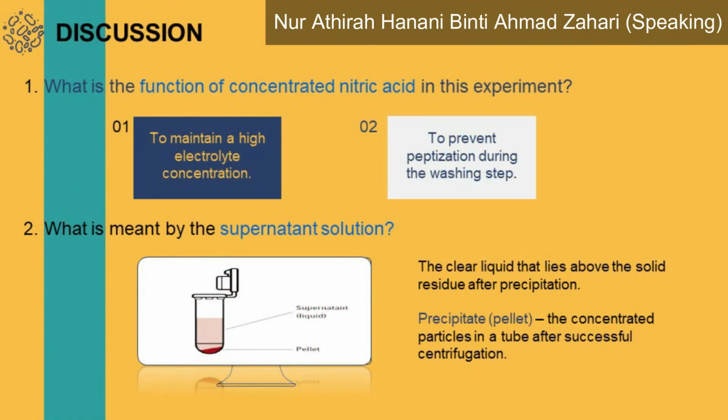For the discussion, firstly, what is the function of using concentrated nitric acid in this experiment? Basically, it is to maintain a high electrolyte concentration. Also, it is important to prevent peptization during the washing step. Secondly, what is meant by the supernatant solution? The supernatant solution is the clear liquid that lies above the solid residue after precipitation. The liquid is normally free of precipitate and has a lower density.